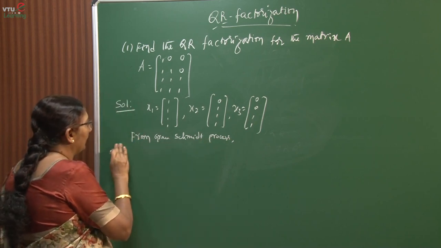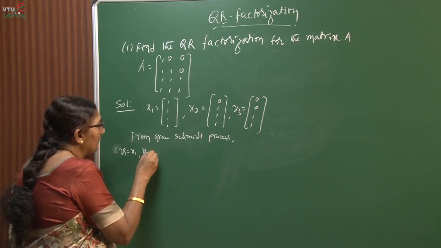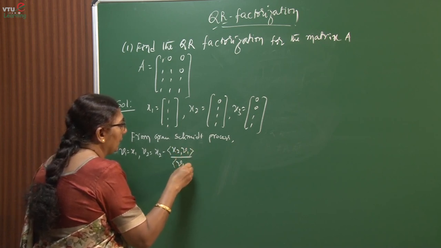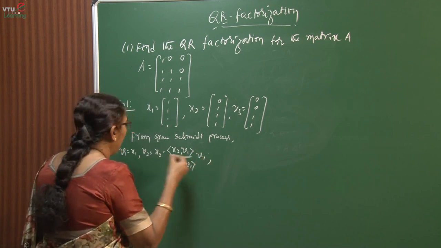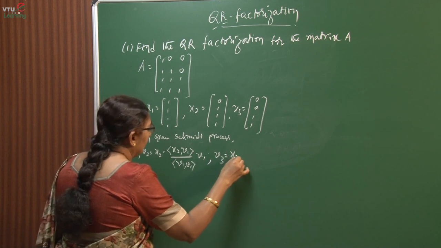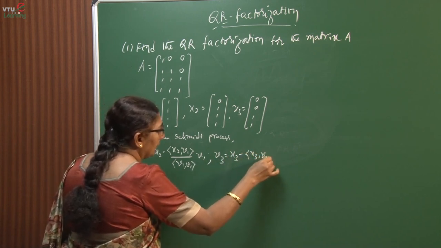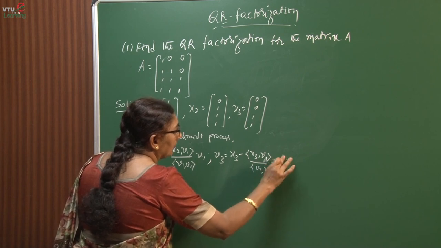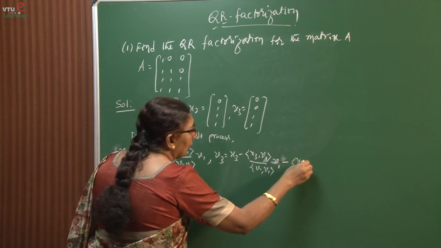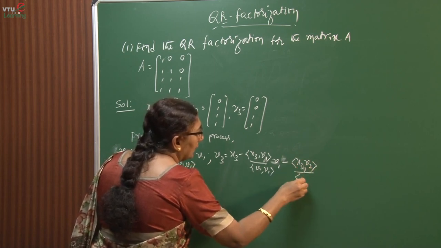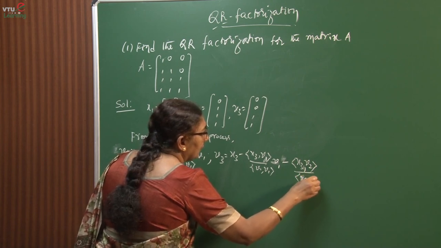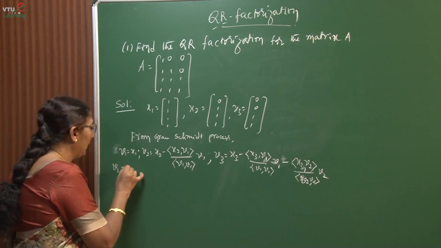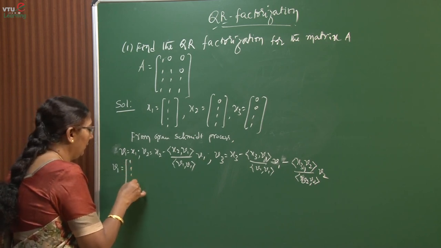What is my V1? V1 is nothing but x1. V2 is nothing but x2 minus inner product of x2 comma V1 divided by inner product of V1 comma V1 into V1. V3 is x3 minus inner product of x3 comma V1 divided by inner product of V1 comma V1 into V1, minus inner product of x3 comma V2 divided by inner product of V2 comma V2 into V2. This is a formula you already know. What are the values required? First you find V1, which is x1 itself: 1, 1, 1, 1.